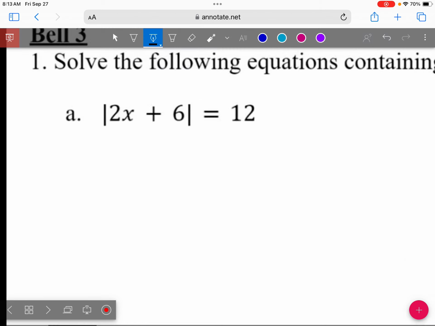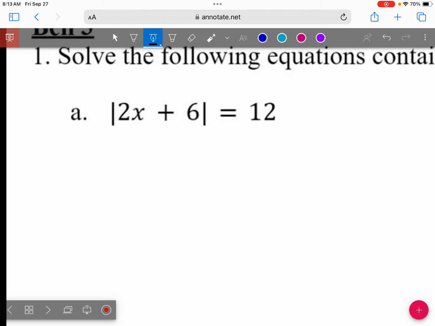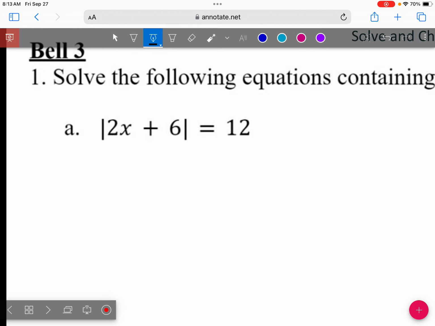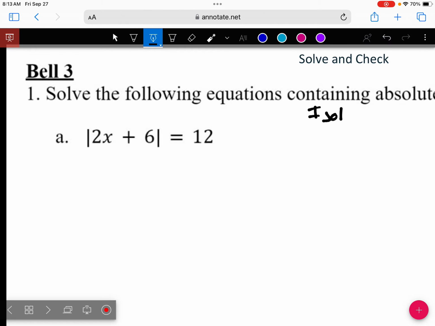So on this first one, what is our first step? We got to make it so it's not in our absolute value brackets anymore. How do we do that? Remember, this is when we had our 4 steps: isolate. It already is isolated, so we don't got to do anything. Split. Solve. And check. So we need to split it into our 2 cases.